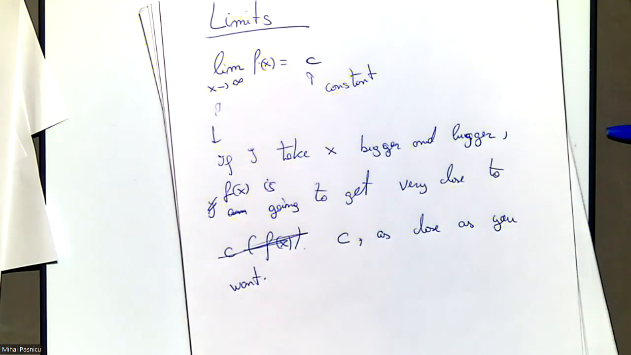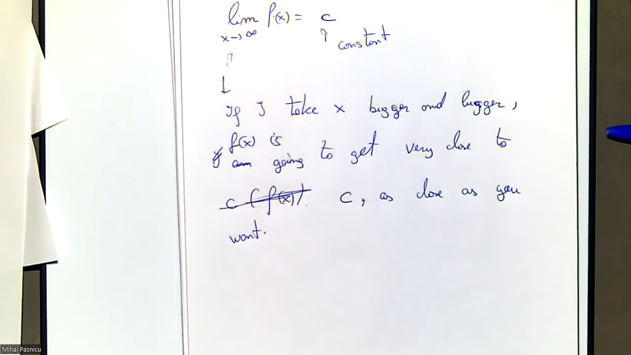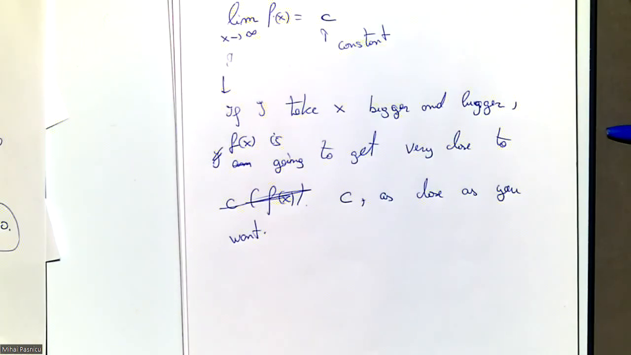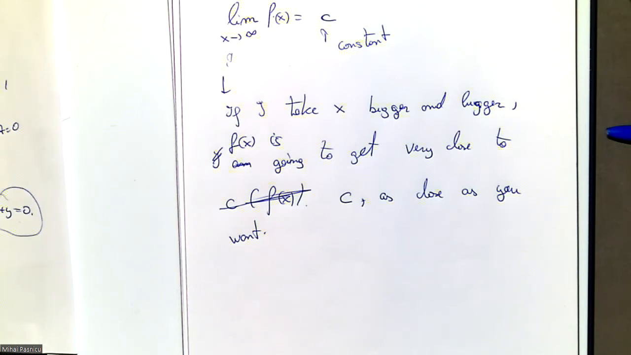What does this mean? It means that if you want it to be closer than 1, I can make it. I'll just take a bigger x. If you wanted to make it closer, in the range of 0.01, I can do that as well. I will just take an even bigger x. Does this definition make sense in simple words? If I just take x bigger and bigger, I will get very close to that c.